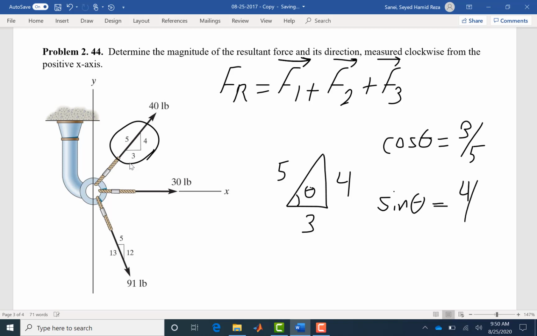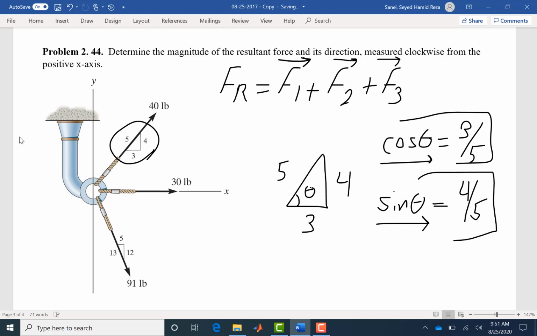It's 4 over 5. So whenever we need cosine theta, we are going to use 3 over 5. Whenever you need sine theta, we are going to use 4 over 5. Or cosine theta, you can think of it as the horizontal component. Whenever we want to find the horizontal component, we are going to use 3 over 5. If you want to find the vertical component, we are going to use 4 over 5. So that's what these triangles are for. Sometimes instead of reporting the angle, we are reporting the corresponding triangle.